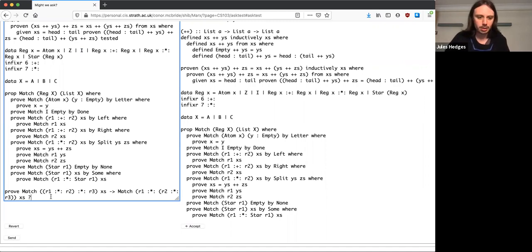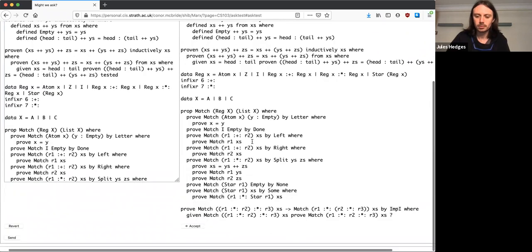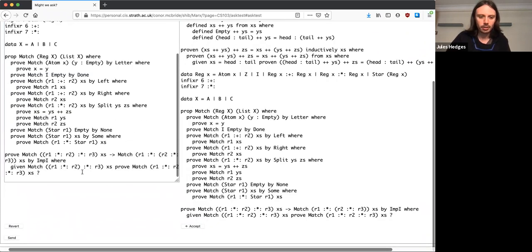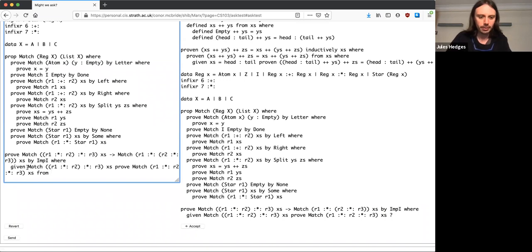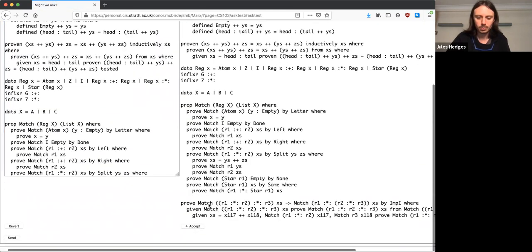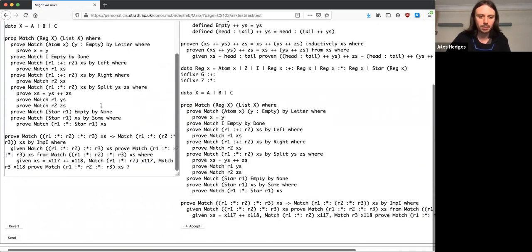Okay, so let's prove this. So I'm going to say by imp I. This is not a recursive proof, which is convenient because this prop doesn't really work for recursive proofs. I'm going to say by imp I, and now I'm going to say from my given. So Ask knows that the only way that a times regex can match is if it was proven using the split rule. So when I send this, Ask is going to give me a split.